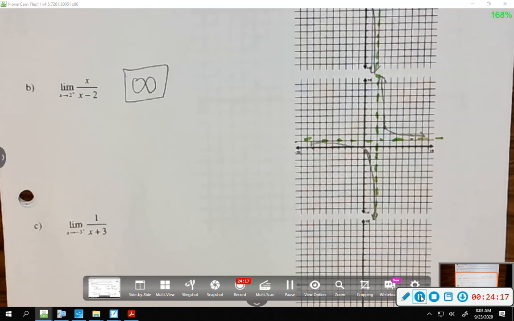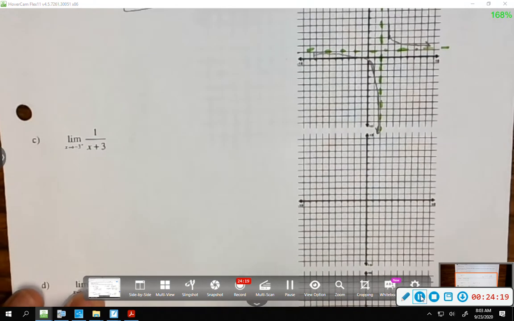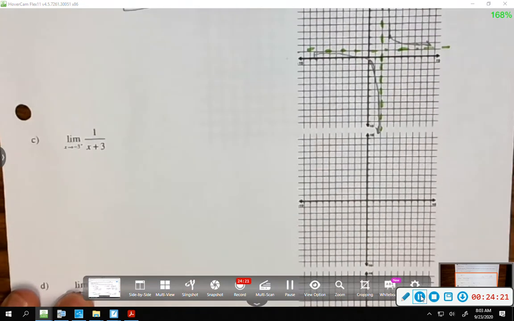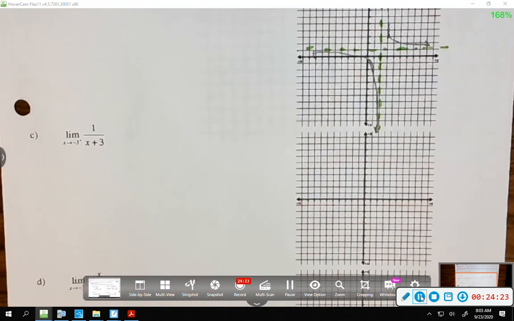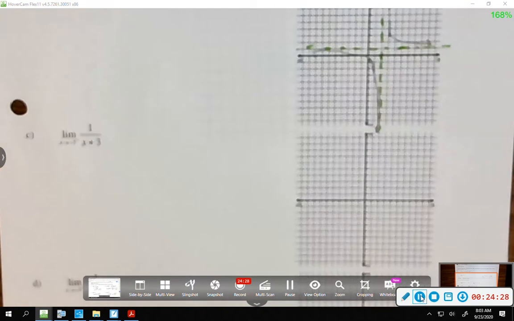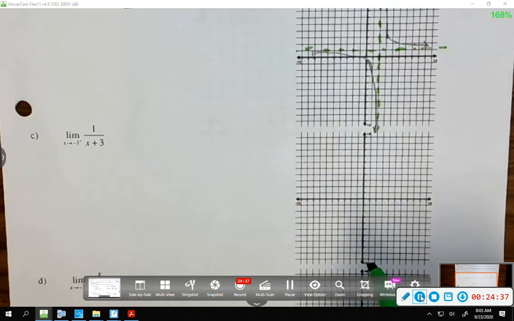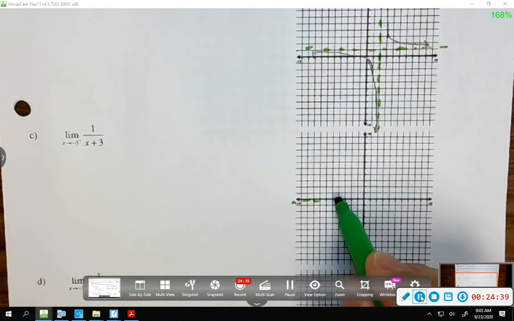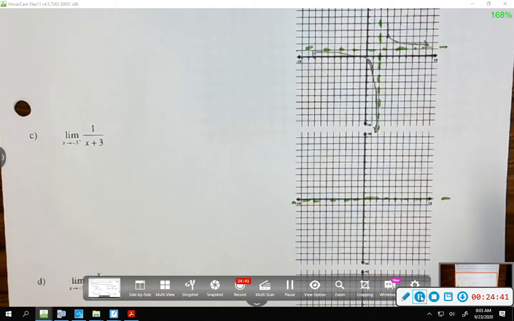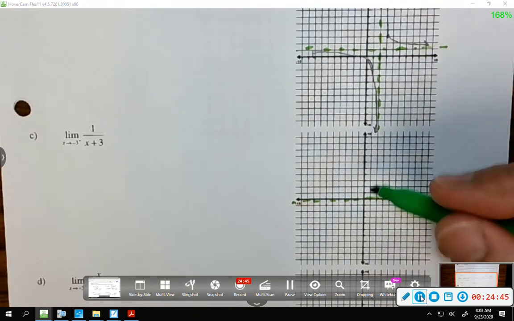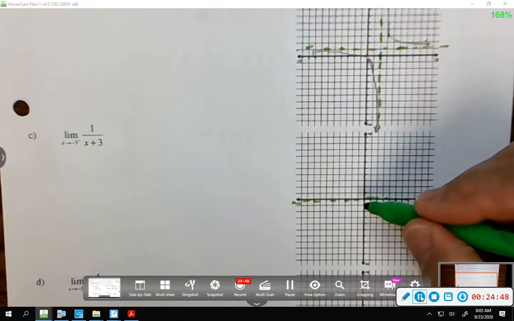Let's take a look at C. And again, some of this, I wish it was blown up a little bit more. It could be hard to read. But the degree on top is less than the degree on the bottom. Remember, a constant has a degree of 0. So I have a constant over a linear. The bottom is going to grow faster than the top. So the horizontal asymptote is y equals 0. And remember, I told you we're going to get plenty of practice on these rational functions throughout this chapter. But the vertical asymptote here is negative 3.